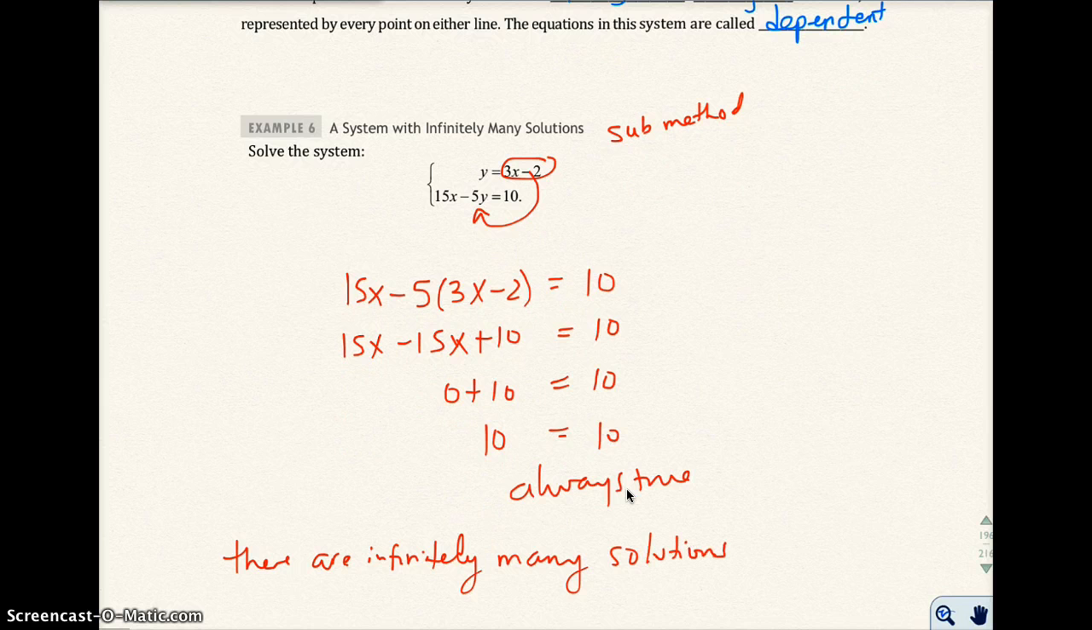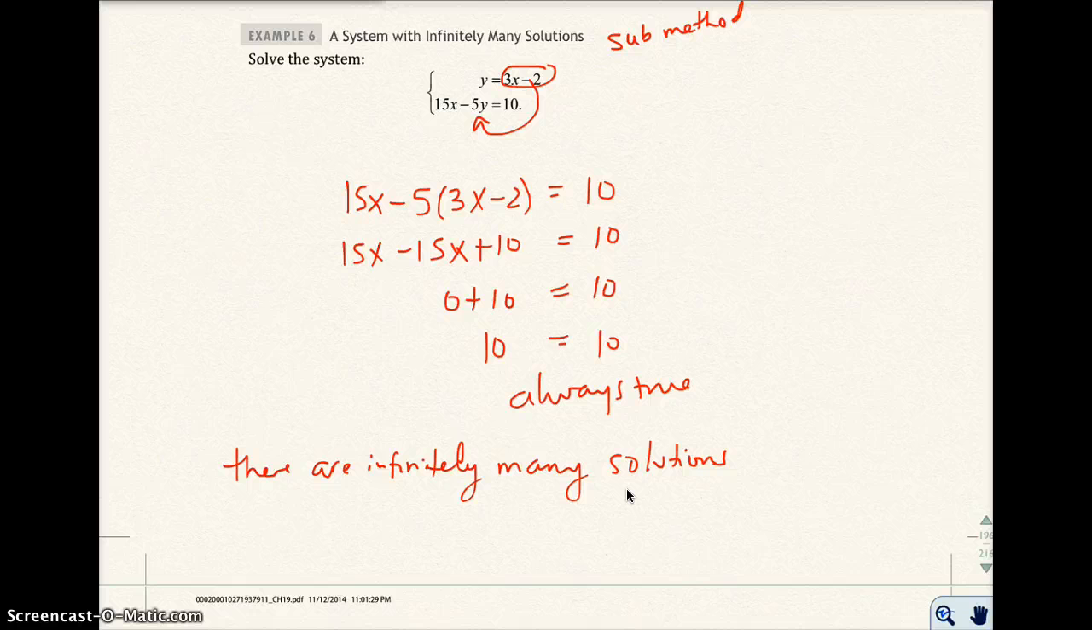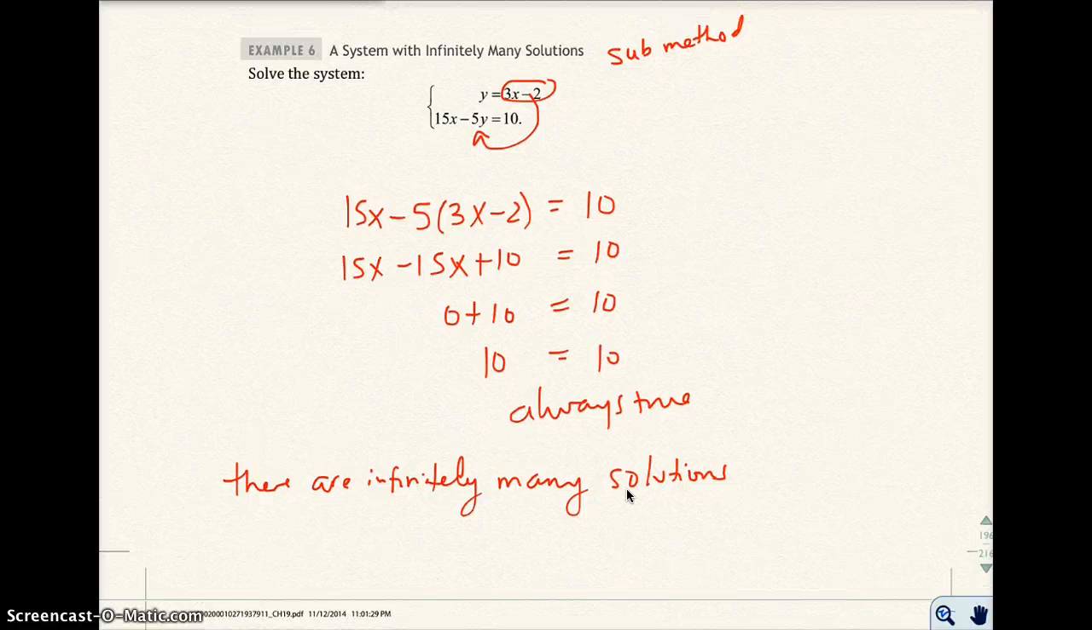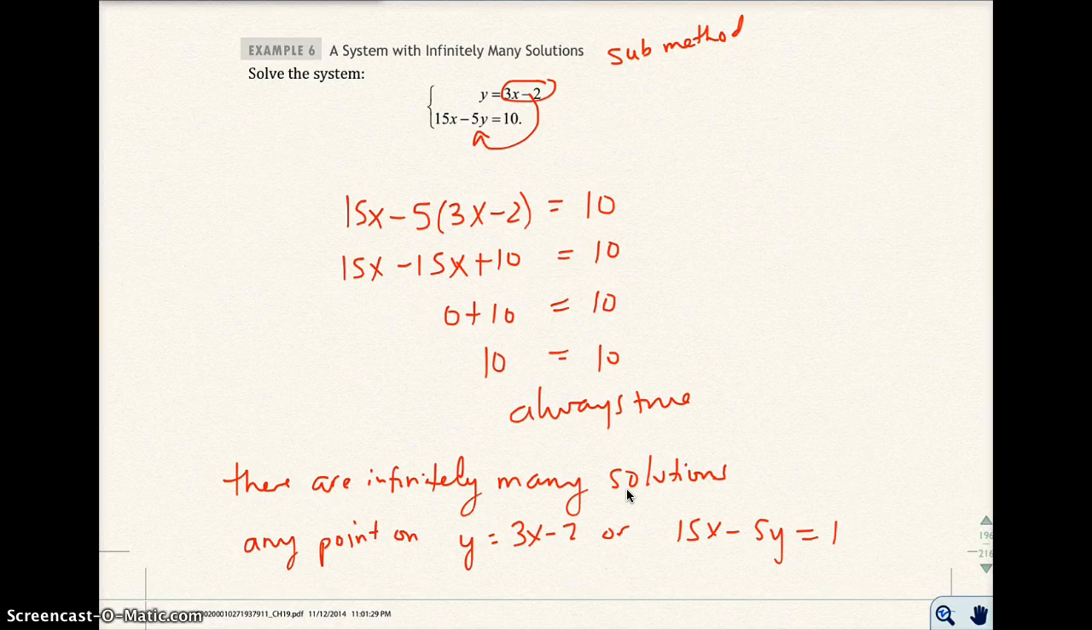By just saying that, that's not entirely the right answer, because yes, there are many solutions, but what are they? Any point on y equals 3x minus 2 or 15x minus 5y equals 10 is a solution to the system.